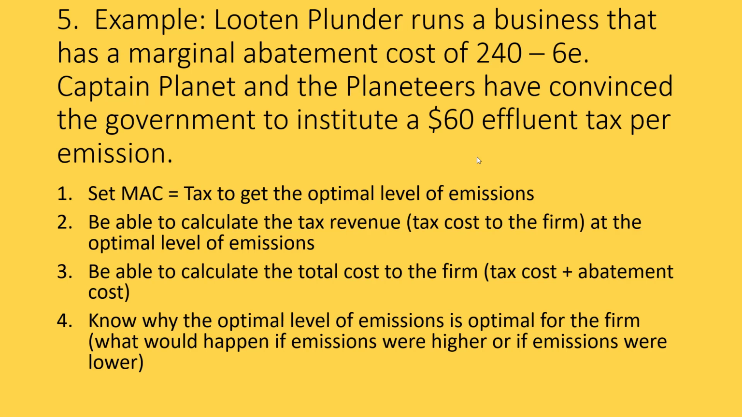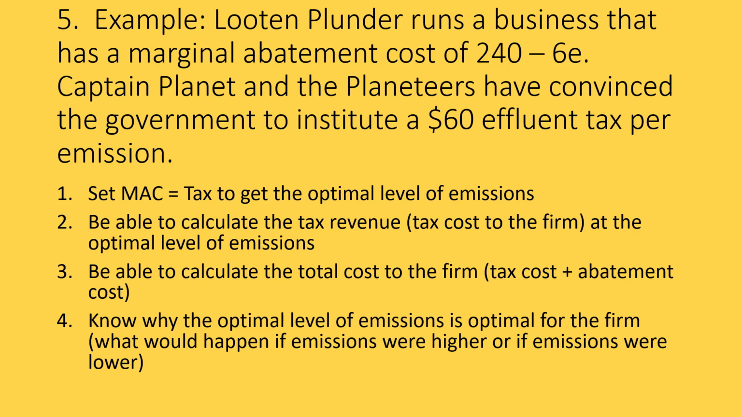Let's say Loot and Plunder, another Captain Planet character, runs a business that has a marginal abatement cost of 240 minus 6E, and then Captain Planet and the Planeteers have convinced the government to institute a $60 effluent tax per emission. Right, so every time the firm emits say a ton of pollution into the atmosphere, they have to pay that $60 tax. Right, so remember, you want to set the marginal abatement cost curve equal to the tax to get the optimal level of emissions, and then be able to calculate the tax revenue, be able to calculate that total cost, and know why the optimal level of emissions is indeed optimal.